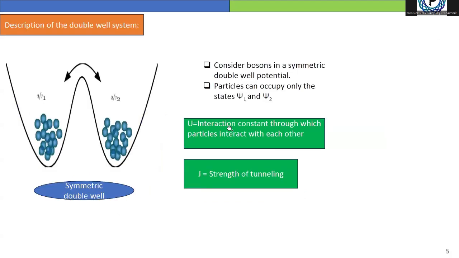Now, here is the description of the double well system. As I said previously, psi1 and psi2 are two wells or two states, and bosons can occupy the states psi1 or psi2. We are considering the system such that the atoms in states psi1 or psi2 can interact with each other. We have considered the interaction constant as U, through which particles can interact with each other in any of the states. And there is also another thing: one particle can tunnel from one state to the other state, and also in the vice versa path, which was compared to Josephson tunneling, and the strength of tunneling is taken as J. First of all, I will consider that the tunneling rate from psi1 to psi2 and psi2 to psi1 is the same, meaning the tunneling strength is always J.